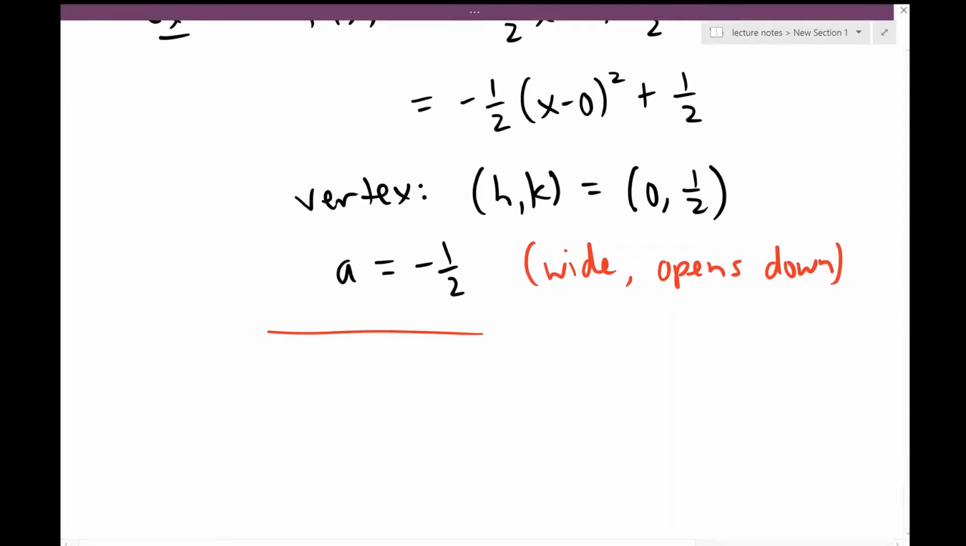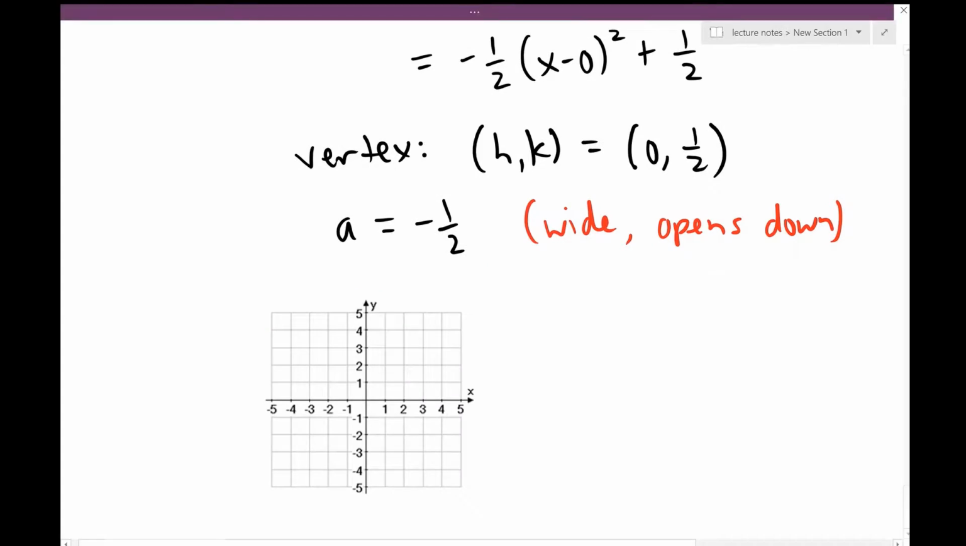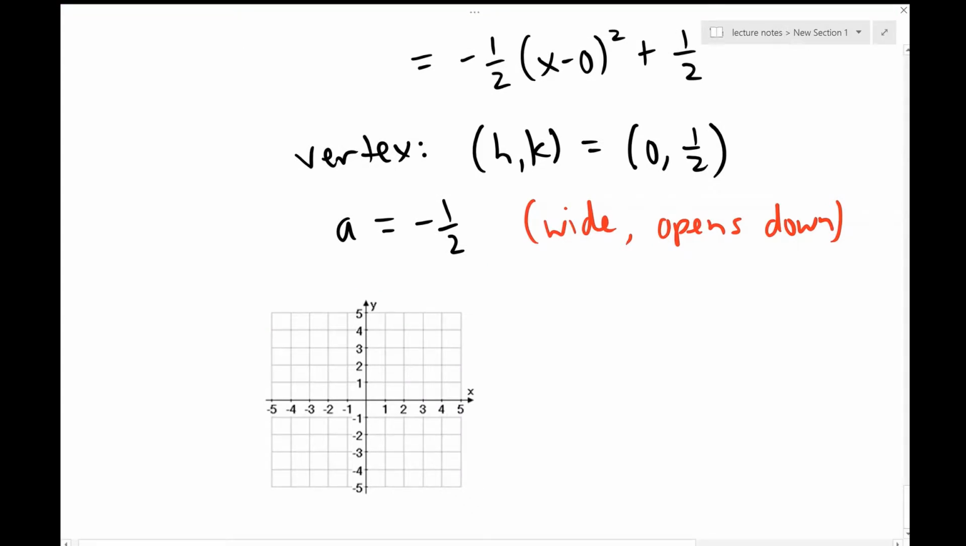So again, we can use this to sketch our graph. Let's go ahead and do that. So as we mentioned, the vertex would be at 0, 1/2. So I'll just kind of estimate that, just putting it halfway between 0 and 1. And again, we would have a wide parabola that opens downwards. So the graph would look something like this. Again, it does not need to be a perfect sketch. I'm just looking for a pretty good estimate.